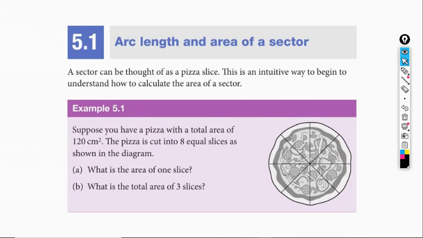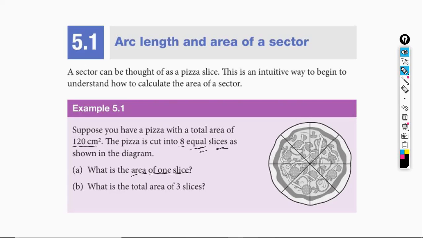So in this example, what we have is a pizza, and they tell us that the pizza has a total area of 120 centimeters squared. The pizza is cut into 8 equal slices. This word is important, as shown in the diagram. A, what is the area of one slice?